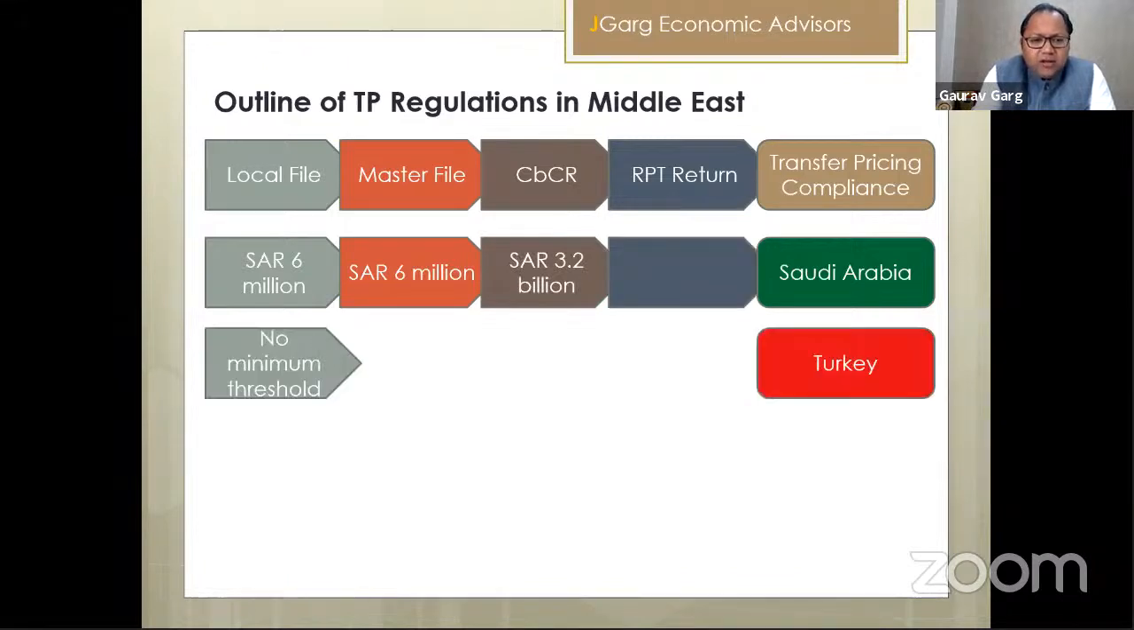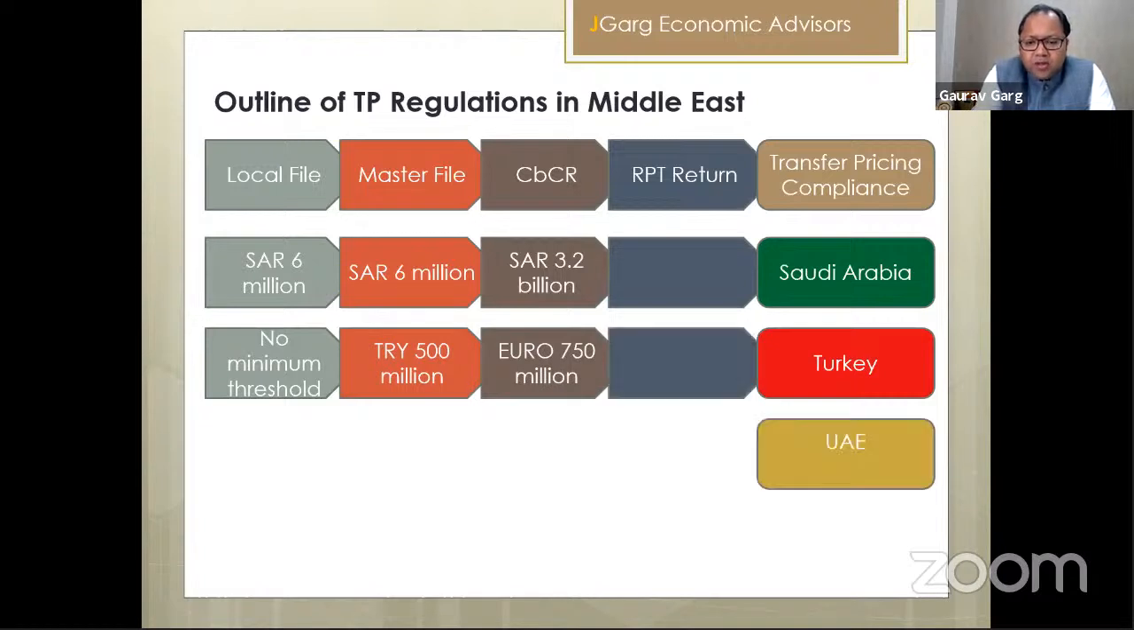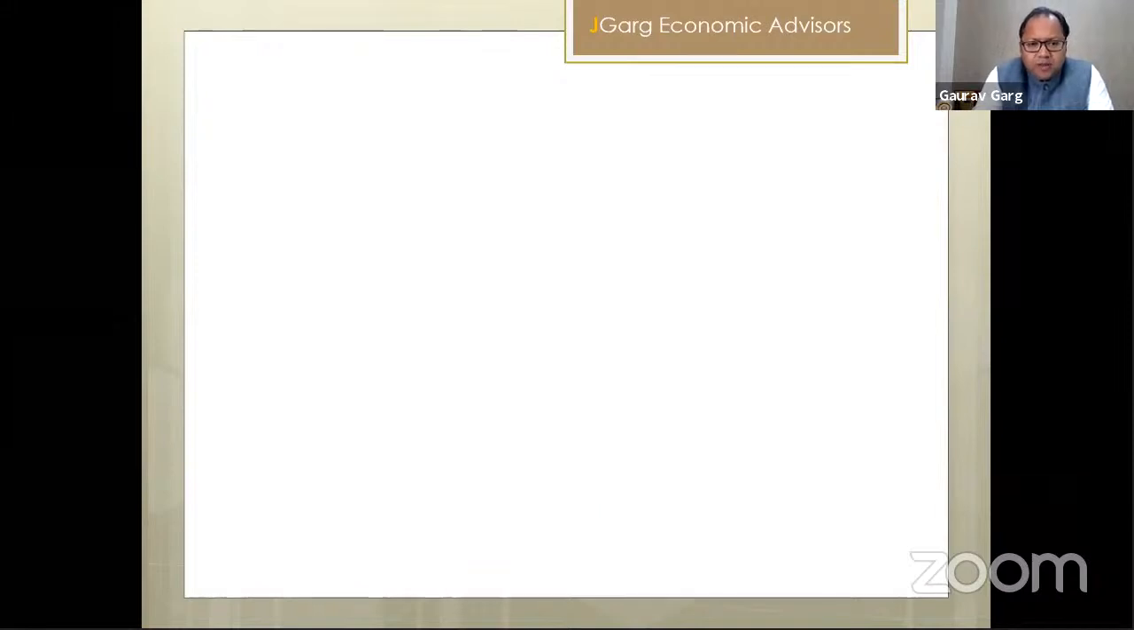For Turkey, we do have local file and master file. For local file, there is no minimum threshold. For master file, there is 500 million. For CBCR, 750 million euros, and we do have RPT written form. When it comes to UAE, we have only CBCR regulation as on date, and the threshold is AED 3.5 billion, and we do not have local file, master file, and RPT written form.